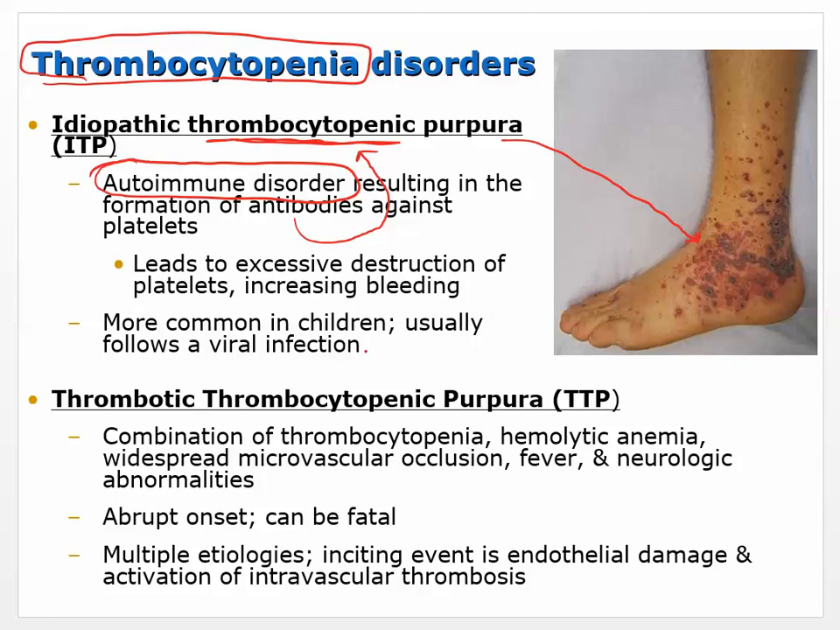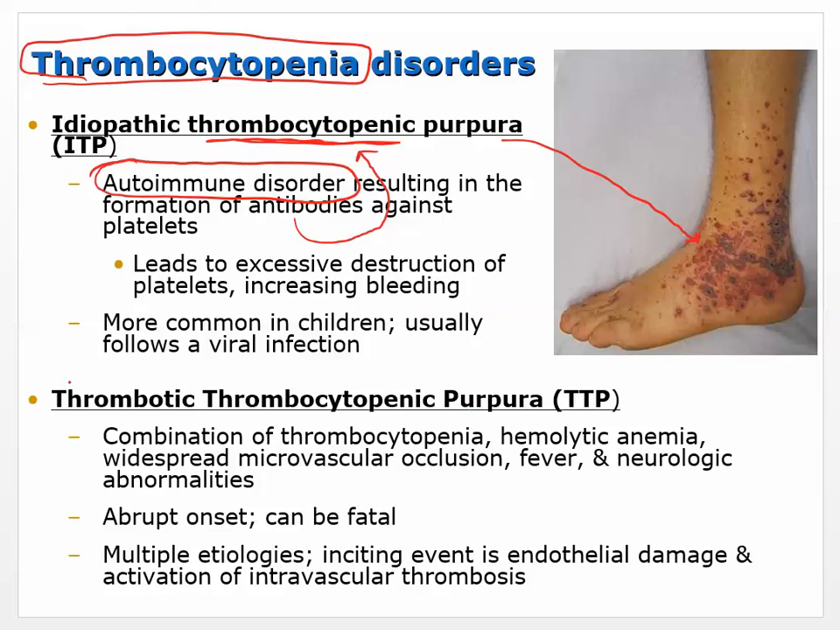This sounds like a case of the immune system getting confused and attacking something that it wasn't really supposed to. It was supposed to attack a virus, but instead, those antibodies also started attacking platelets.